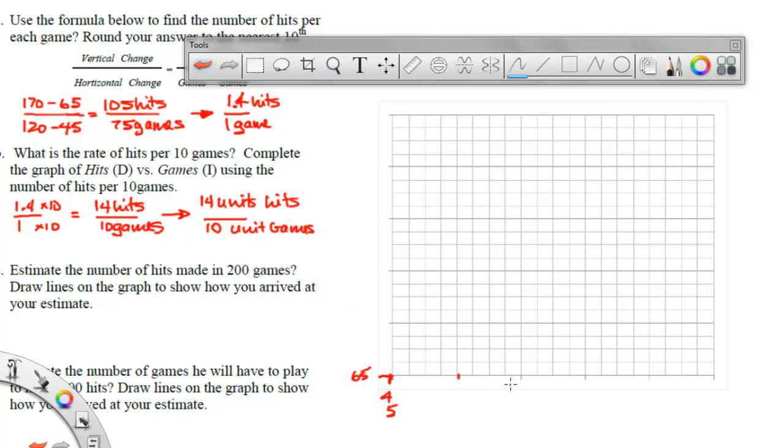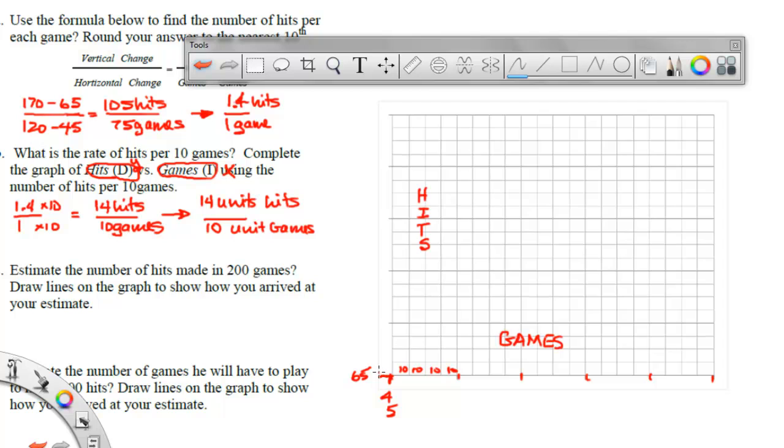I also put these little tick marks here to maybe give you a hint of how you ought to count by. See, if you look right here, 1, 2, 3, 4. Well, if each one of those is worth 10, because this is games. Now, how do I know games are along the bottom? It's because games is my independent variable. Well, independent goes along with the x's. I know it's hits along the side because hits is my dependent variable, and dependent variable is always the y's.